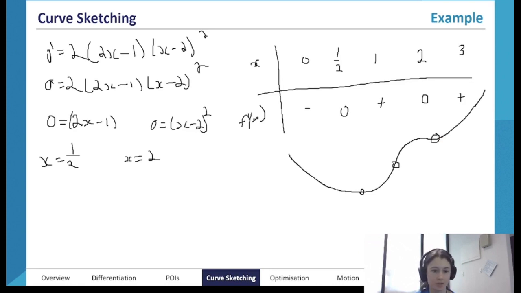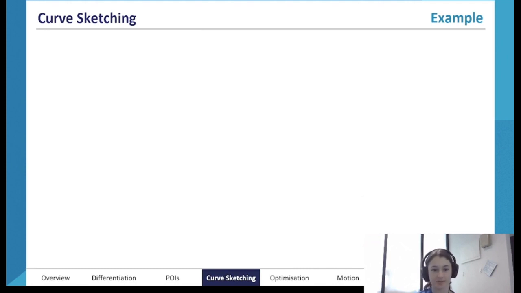So the nature of our stationary points, this is going to be a local minimum. And then this here, because it is a stationary point and a point of inflection, is going to be what we call a horizontal point of inflection. So those are the nature of our two stationary points.